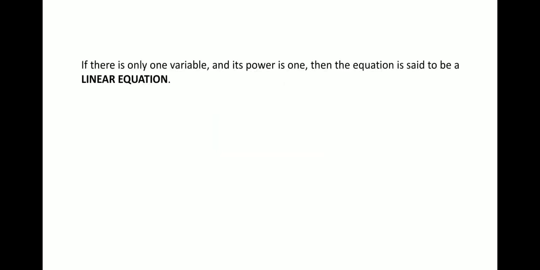So if there is only one variable and its power is 1, then the equation is said to be a linear equation. Example, x plus 3 is equal to 2x minus 5. Here you can see the two expressions are equal, connected by an equals to sign. The variable used over here is x and the power of x is 1. So this is a linear equation.